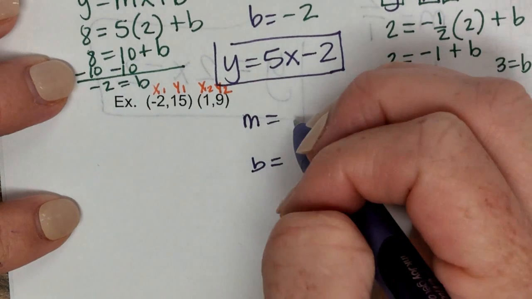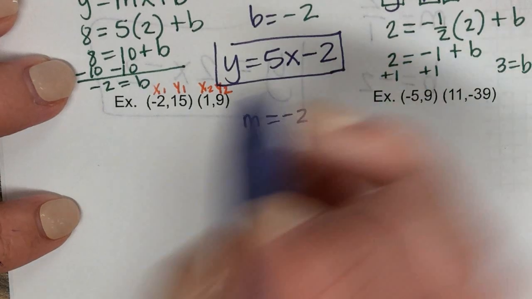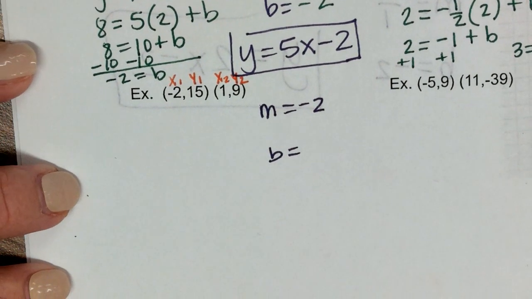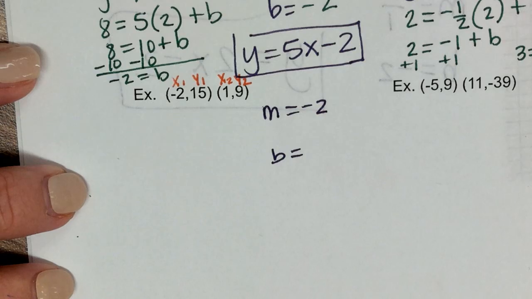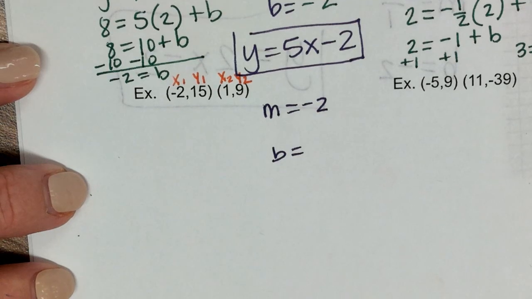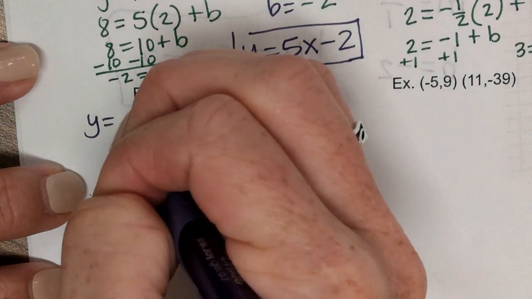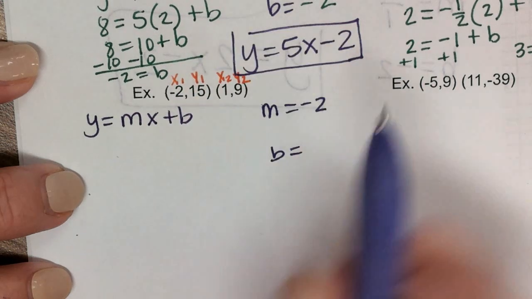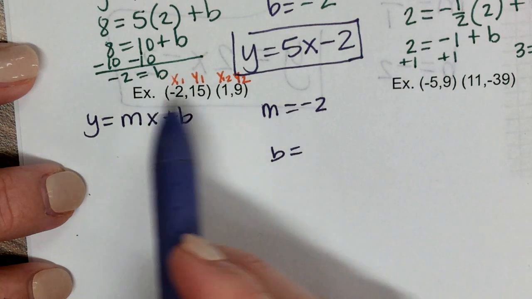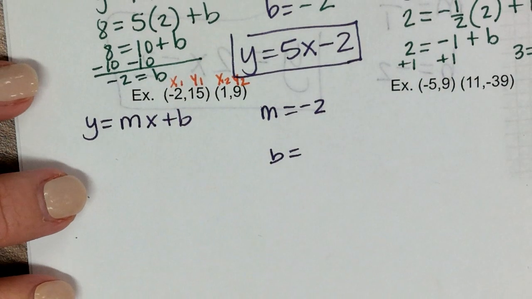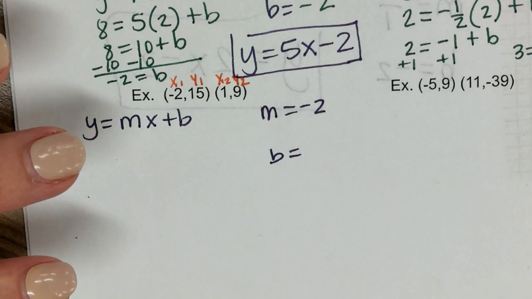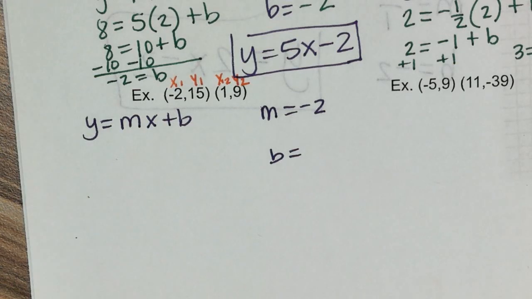Did y'all all get -2 for the slope? Okay. Now that you have your slope, write your y equals mx plus b and plug in one of those coordinates. You get to pick. Are y'all already all done? No? Okay, keep working.